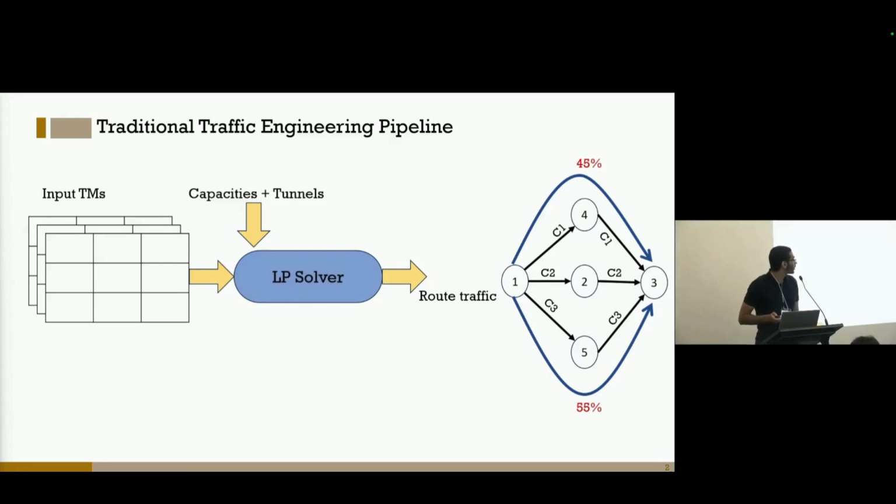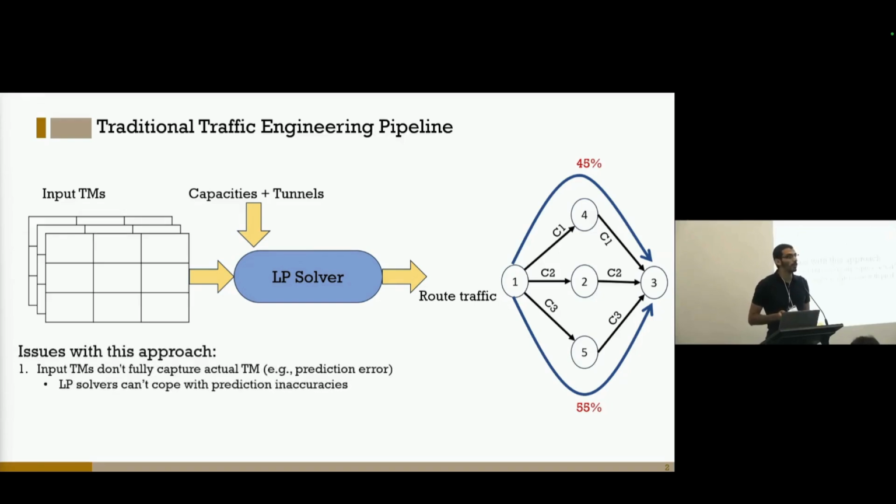However, using LP solvers in the SDN controller has two main drawbacks. The first one is that input traffic matrices do not fully capture the actual traffic matrix, and LP solvers do not have any way to cope with prediction inaccuracies, eventually resulting in suboptimal routing. The second problem is that LP solvers do not really scale to large topologies.